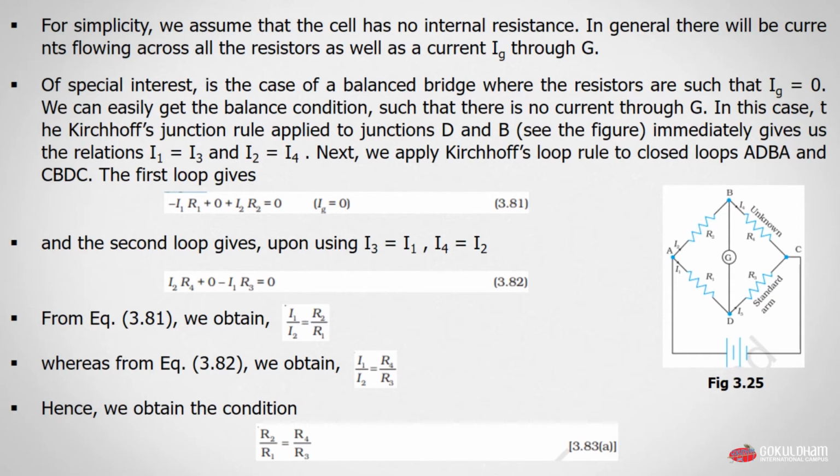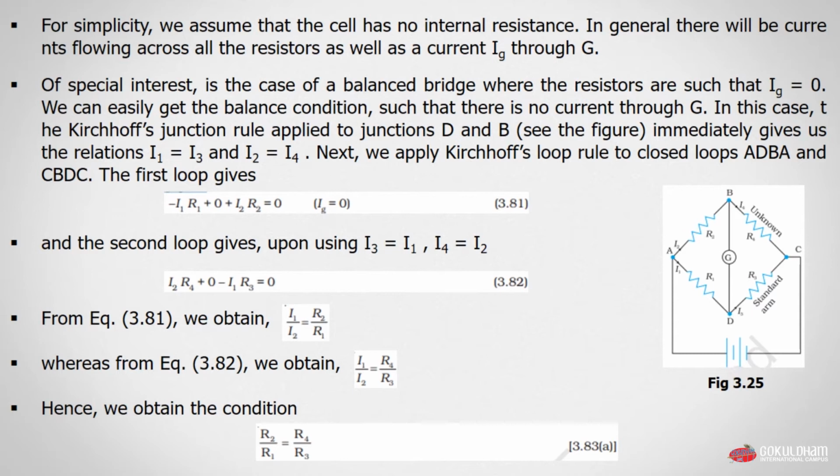The first loop gives us minus I1R1 plus 0 plus I2R2 equals 0, as the galvanometer current Ig is 0. This is our equation 3.81. The second loop, upon using I3 equal to I1 and I4 equal to I2, gives I2R4 plus 0 minus I1R3 equals 0. This is our equation 3.82.